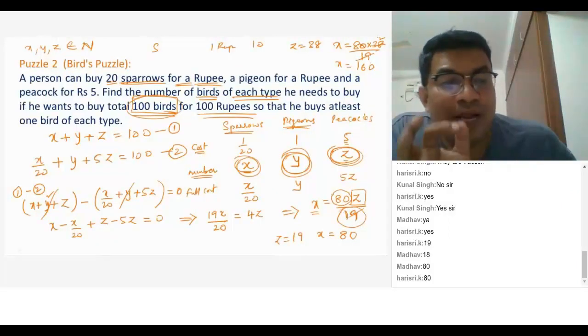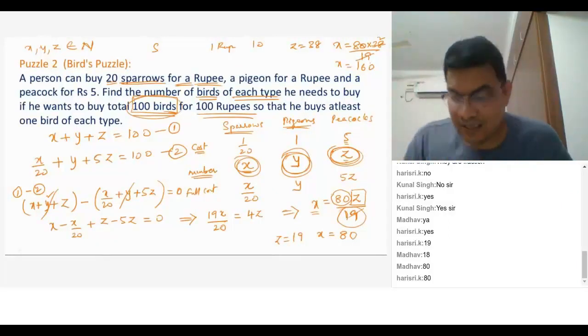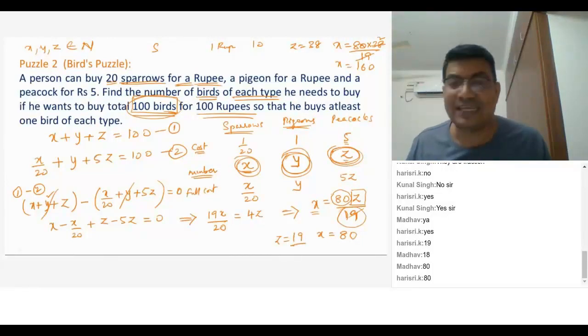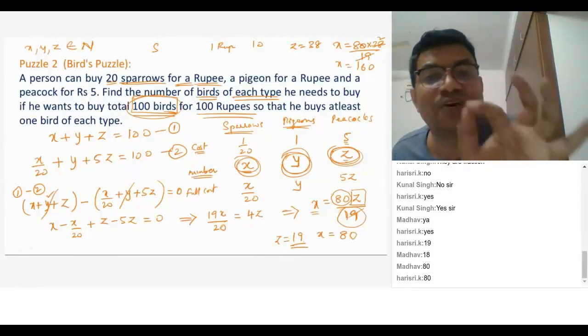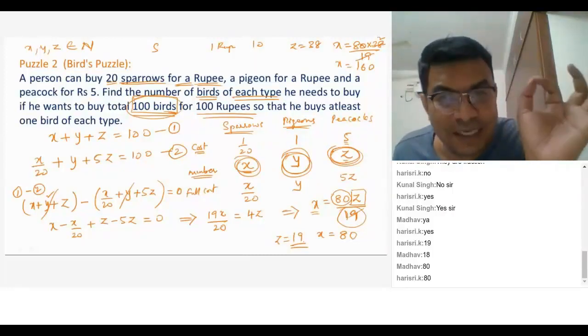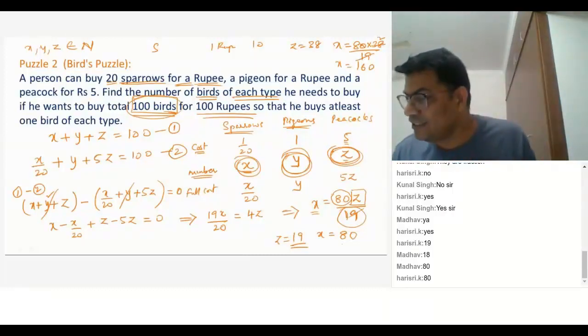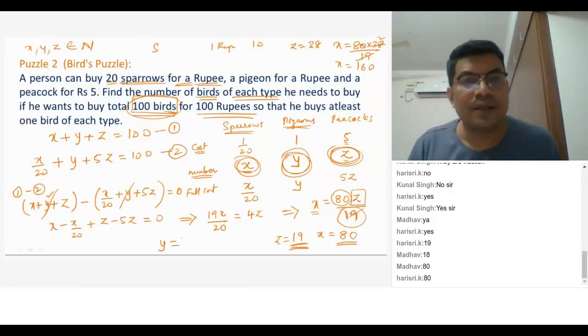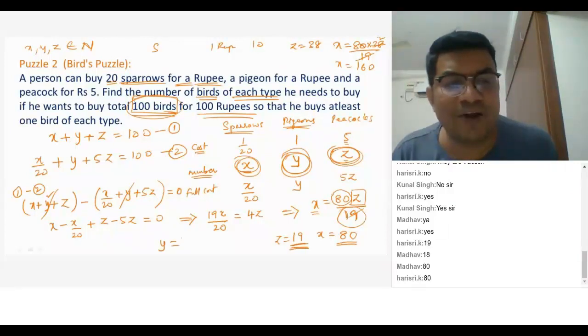That means the only value of z that satisfies this expression is z equal to 19. That's the only solution. For z equal to 19, you're getting x equal to 80. Once you know this is 19 and this is 80, now can you tell me the value of y? What will be the value of y?